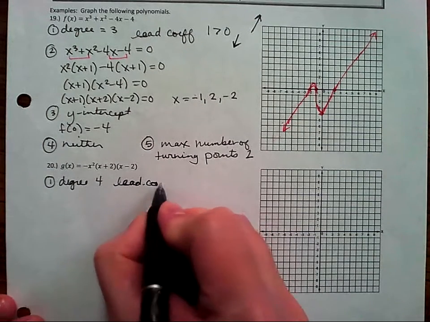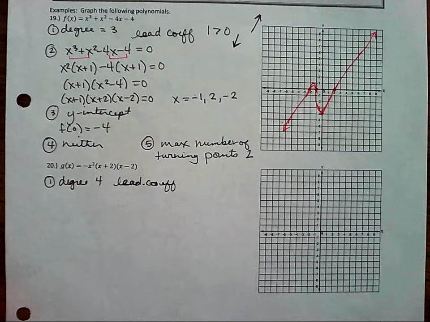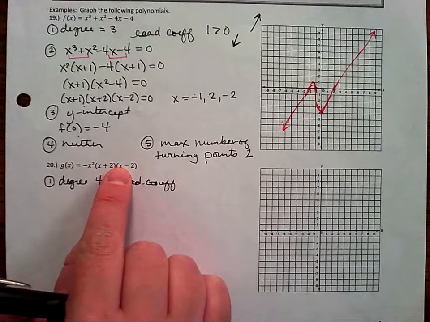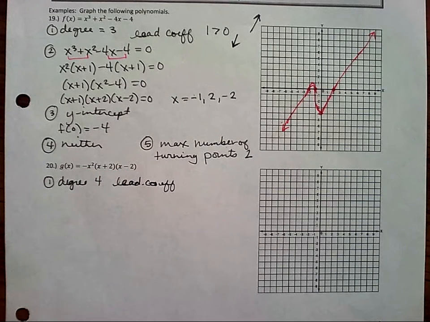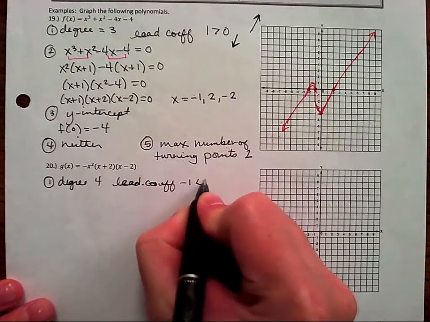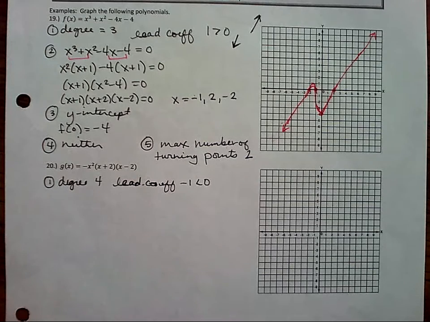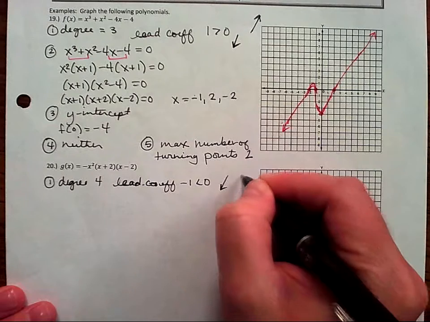Oh man, I can't spell. Lead coefficient. So now I'm looking for the number that's going to be next to x squared. So if I do negative x squared times x, what is my coefficient? Negative 1. Good. Which is less than 0. So even degree means they both point in the same direction, right? Lead coefficient means they're both pointing down.